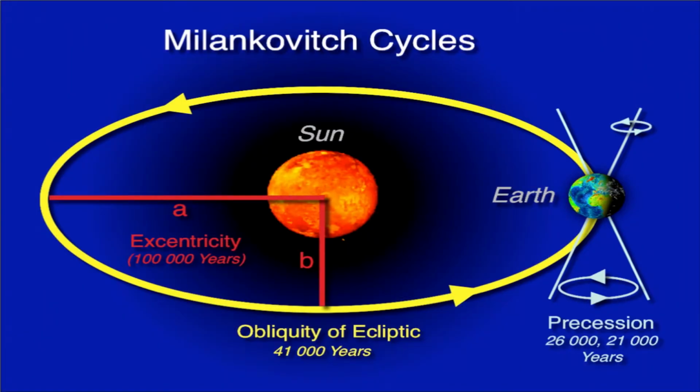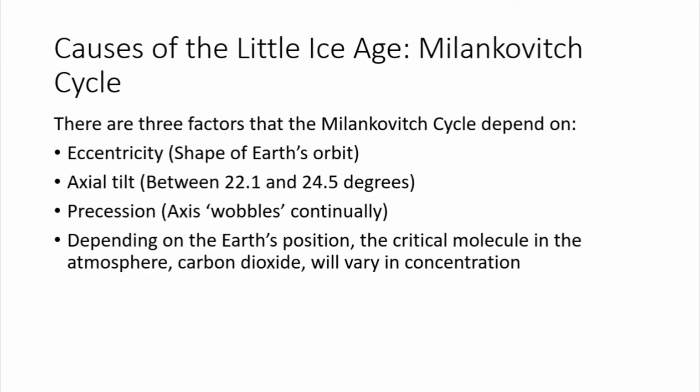So, next, the Milankovitch cycles. There are 3 factors that the Milankovitch cycle depends on: the eccentricity, or the shape of the Earth's orbit, the axial tilt, between 21.1 and 24.5 degrees, and the precession, how the axis wobbles. Depending on the Earth's position, the critical molecule in the atmosphere, carbon dioxide, will vary in concentration.